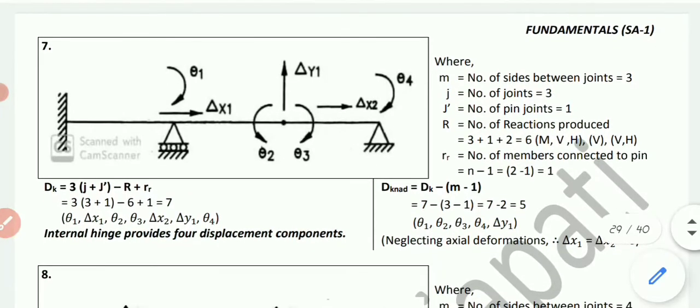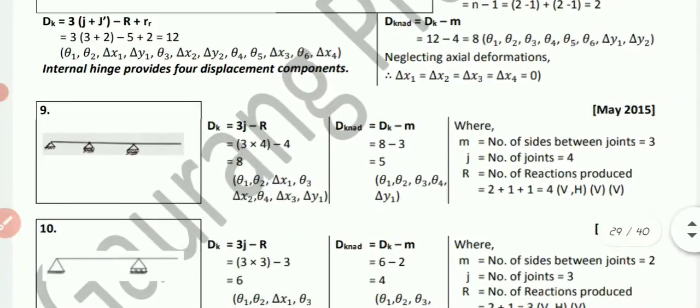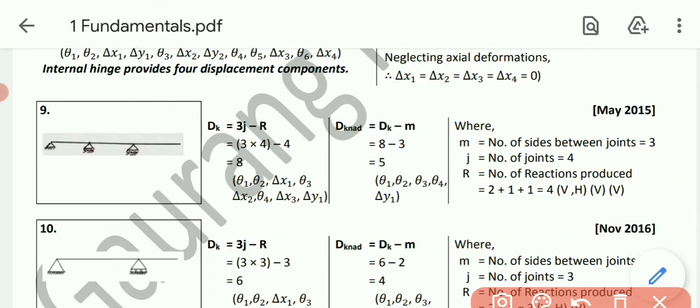Okay, so these were the examples which I have taken from the reference book. Now let's see some of the examples which have been asked in the exam. In the exam normally this kind of tough sums are not asked, it is quite simple. Example number 9.